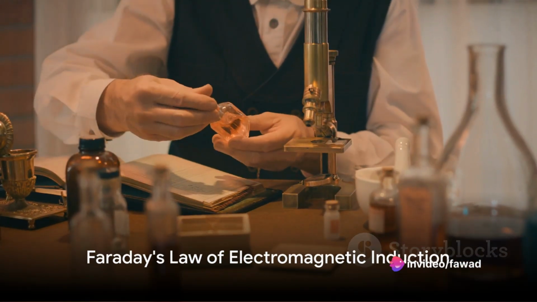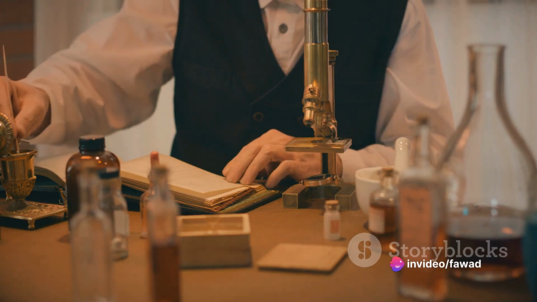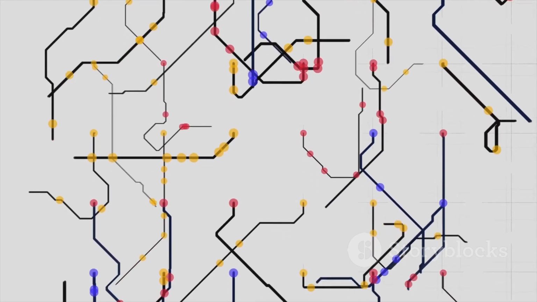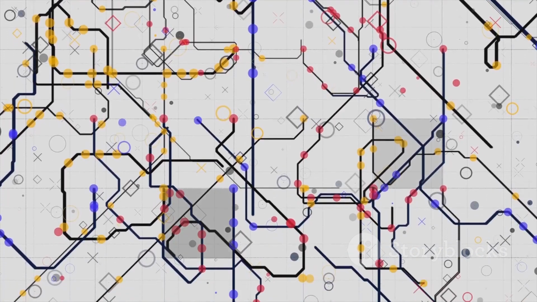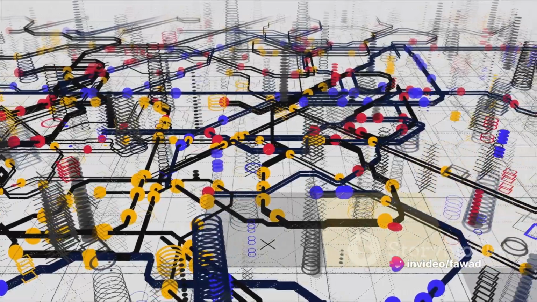This phenomenon was first discovered by a brilliant scientist named Michael Faraday in the early 19th century. Faraday's law of electromagnetic induction, as we know it today, states that the induced voltage in a circuit is proportional to the rate of change in the magnetic field through the circuit.